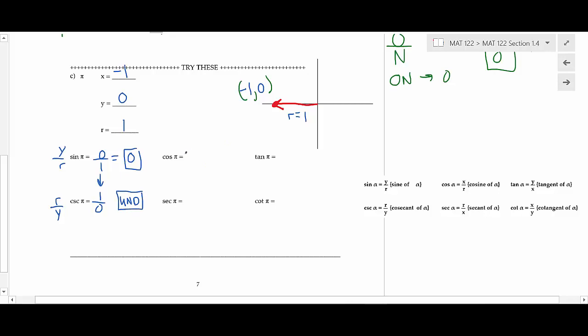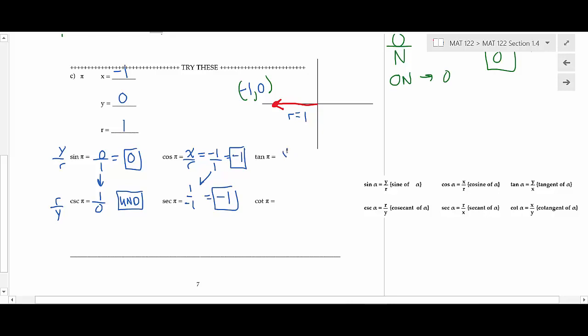Okay, the cosine is x over r, so you would have negative 1 over 1. So now you get a negative 1. Okay, and then the secant would be the reciprocal, so that's going to be 1 over negative 1, so that's also negative 1. So that's what you should get.